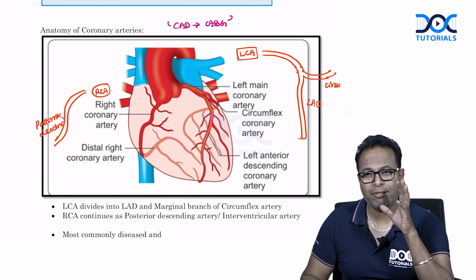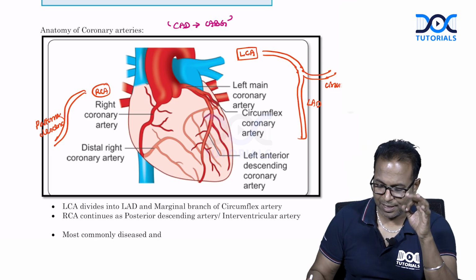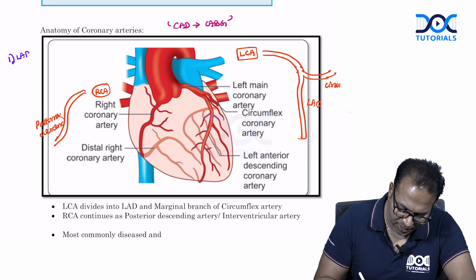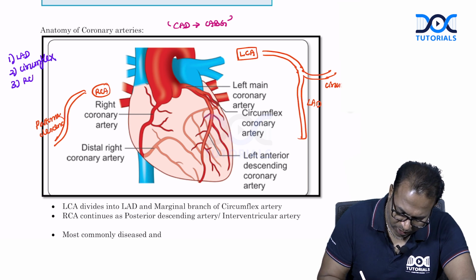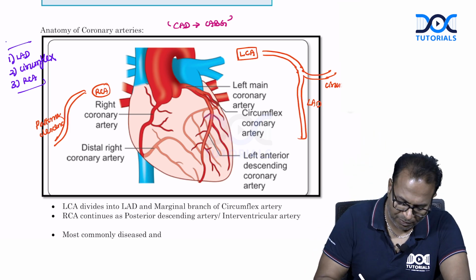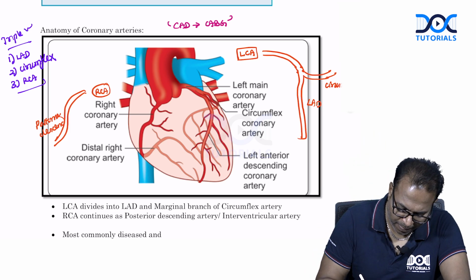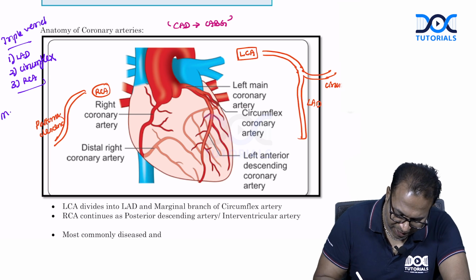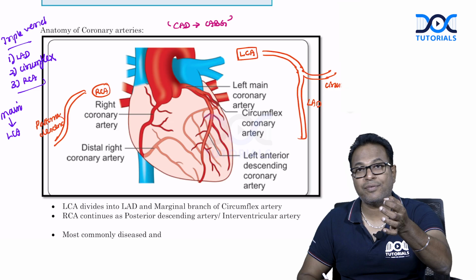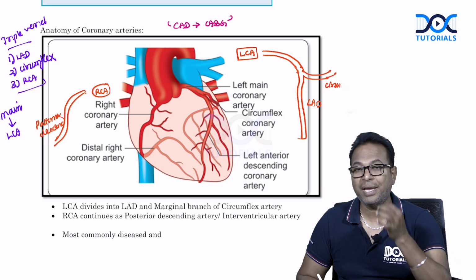So now if you have heard about triple vessel disease, what is triple vessel disease? We call them left anterior descending, circumflex and right coronary artery. This is what we call triple vessel disease. Main vessel disease: what is main vessel disease? Main vessel is the left coronary artery itself having a thrombus. We call it main vessel disease.